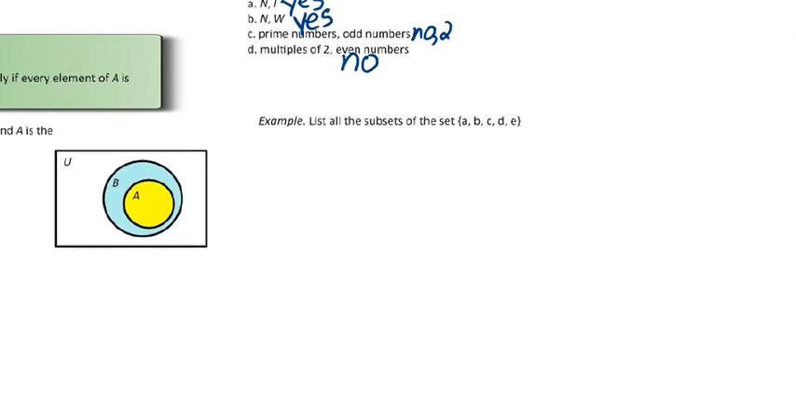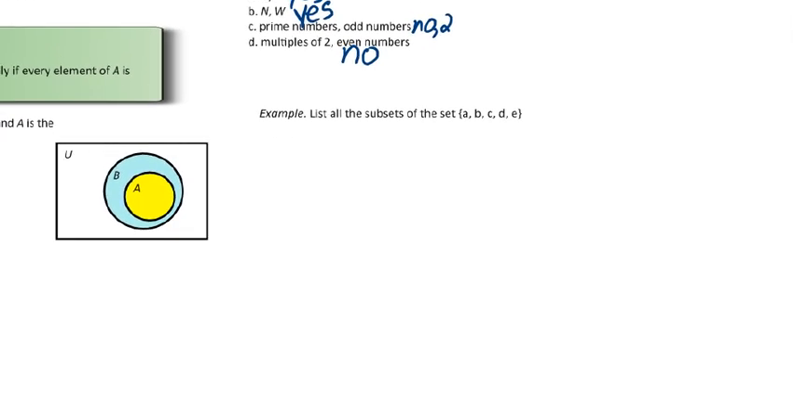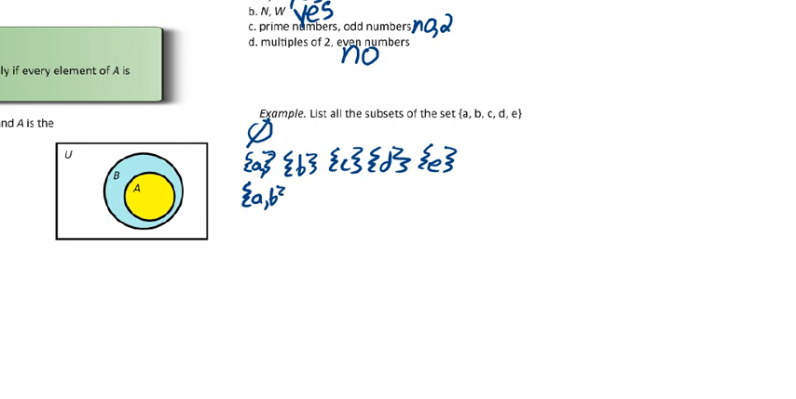So this next part wants us to list all the subsets of A, B, C, D, E. So when I go to list this, first I would have my empty set. Then I could have all sets of one letter. So I could have A, B by itself, C by itself, D by itself, and E by itself. Then I can have all sets of 2. So I could have AB, AC, AD, AE.